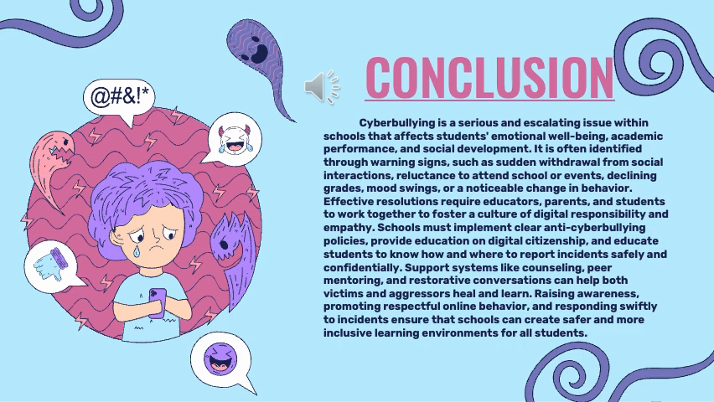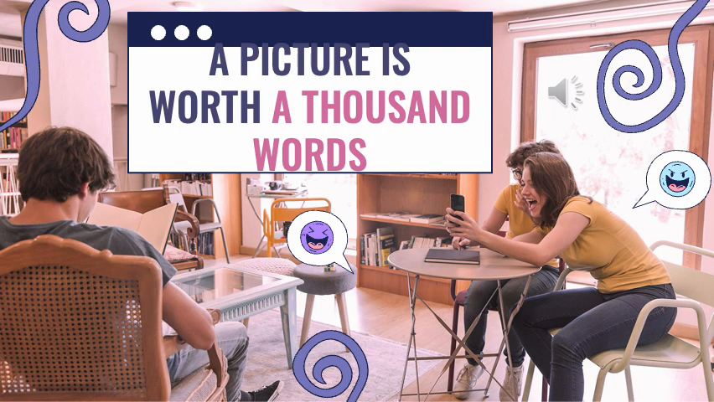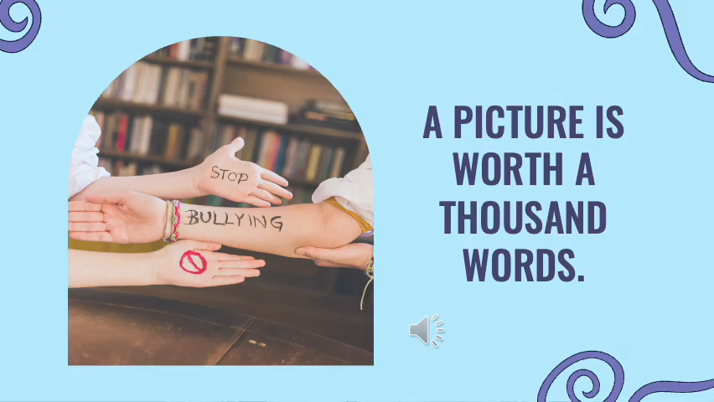Support systems like counseling, peer mentoring, and restorative conversations can help both victims and aggressors heal and learn. Raising awareness, promoting respectful online behavior, and responding swiftly to incidents ensure that schools can create safer and more inclusive learning environments for all students. A picture is worth 1,000 words. Stop bullying.